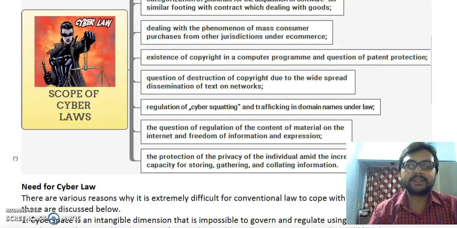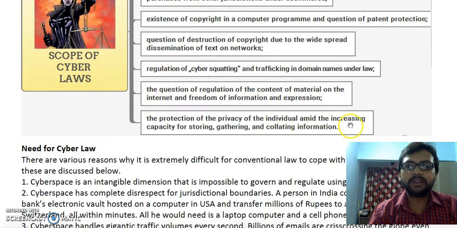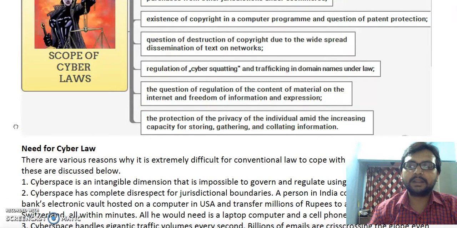So that is also restricted under information technology or cyber law. At the same time, there is the protection of privacy of individuals and the increasing capacity of storing, gathering and collection of information. So we have to again protect the privacy of other persons.